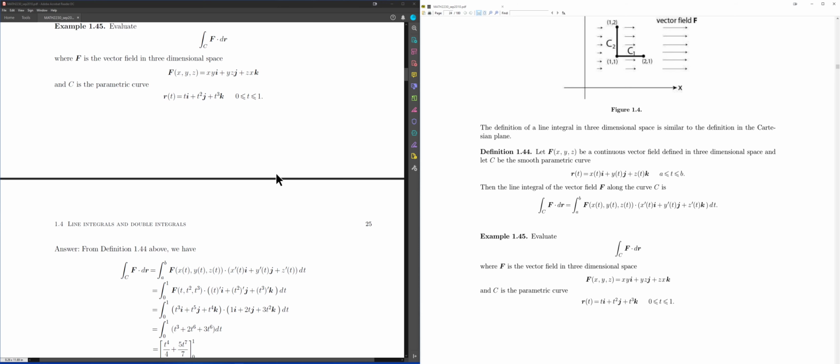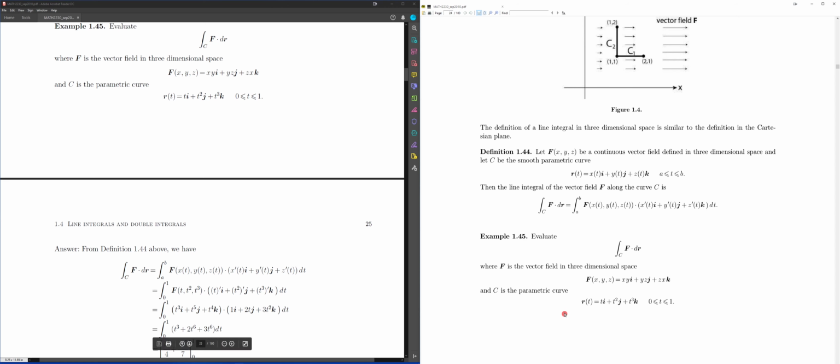Okay, so let's see an example of the calculation. You want to take a line integral of this vector field, which is a vector field in three-dimensional space, with this parametric curve here. So you're using the definition of how you evaluate a line integral in the case of a parametric curve.